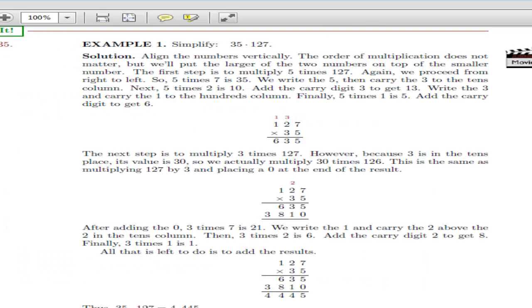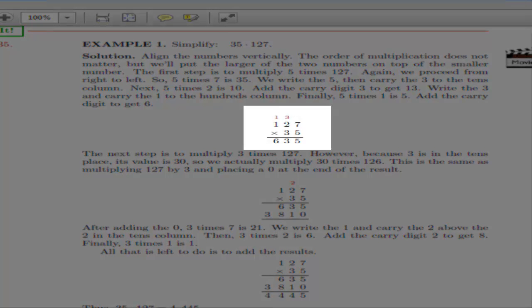Multiplying larger whole numbers. Example 1. Simplify 35 times 127. Solution. Align the numbers vertically. The order of multiplication does not matter, but we'll put the larger of the two numbers on top of the smaller number. The first step is to multiply 5 times 127. Again, we proceed from right to left, so 5 times 7 is 35. We write the 5, then carry the 3 to the tens column. Next, 5 times 2 is 10. Add the carry digit 3 to get 13. Write the 3 and carry the 1 to the hundreds column. Finally, 5 times 1 is 5. Add the carry digit to get 6.